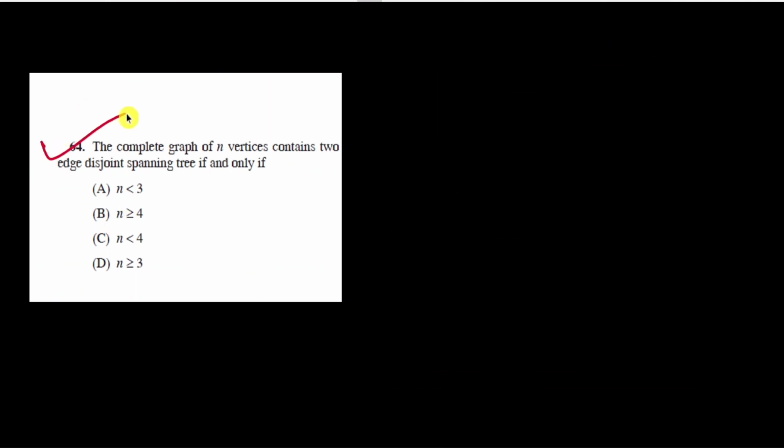64 is a statement based question of graph theory. The complete graph of n vertices contains two edge disjoint spanning trees if and only if, here the answer is n greater than or equal to 4. This is strictly a result based question. Answer is n greater than or equal to 4.